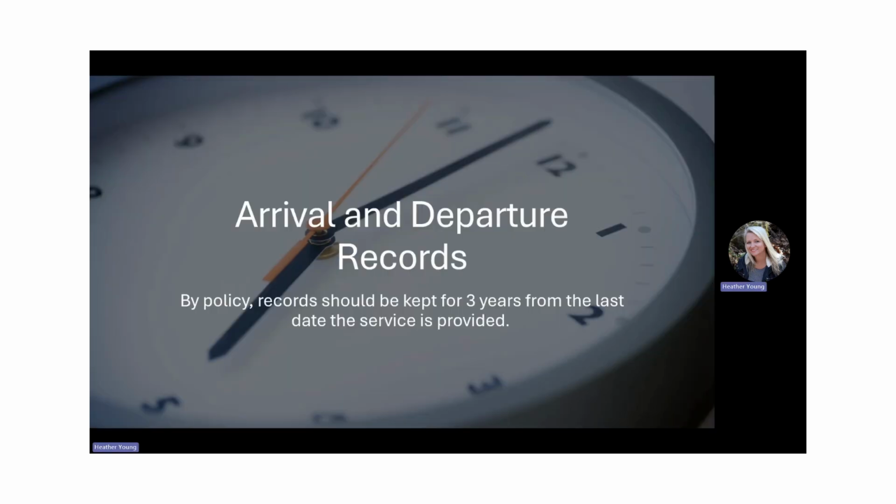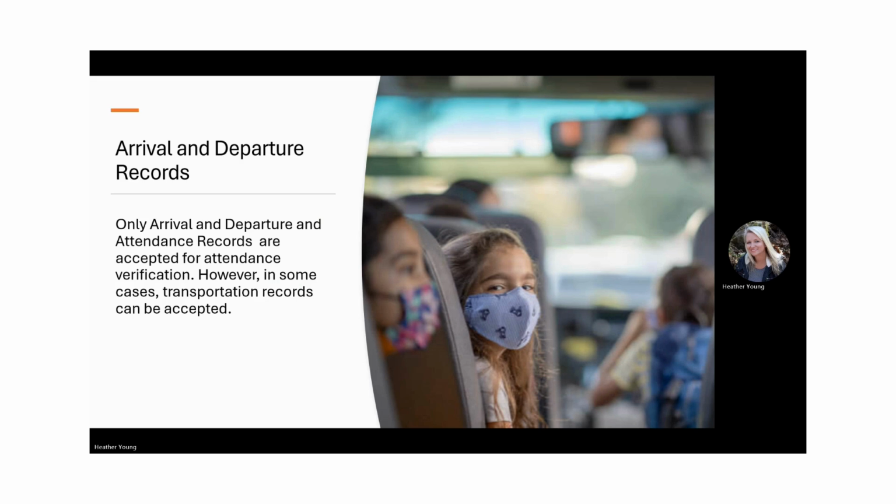By policy, records should be kept for 3 years from the last date the service is provided. Only A&D and attendance records are accepted for attendance verification. However, in some cases, transportation records are accepted. No other records will be accepted, such as nutrition or parent affidavit. It should be emphasized that many providers want us to take the word of the parent, but this does not meet the policy, and it isn't a good way to prove attendance.